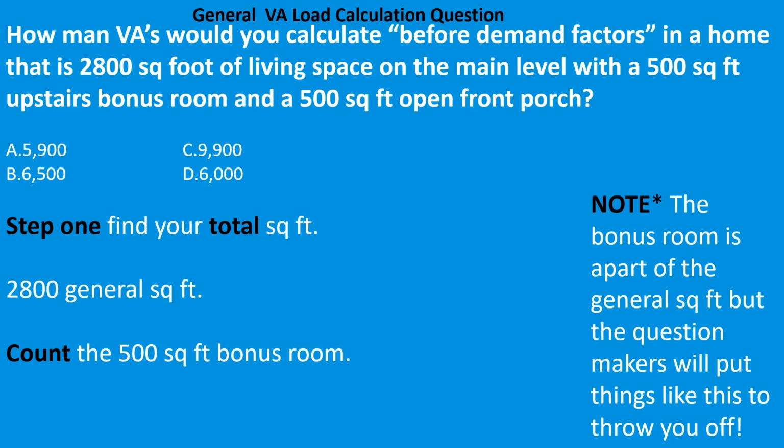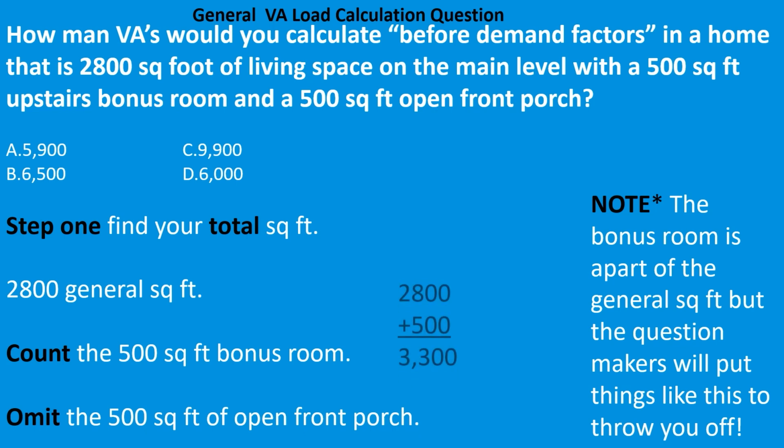So remember the list: garages, open porches, areas not adaptable for future use, those do not count. And if it's not listed right there in that list, then it is going to count. And we're going to omit the 500 square foot of open porch. So that's going to give us a total of 2,800 plus 500. That's going to give us a grand total of 3,300 square foot.